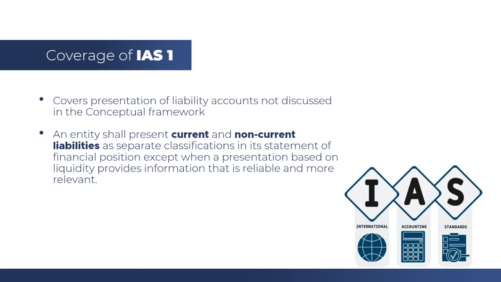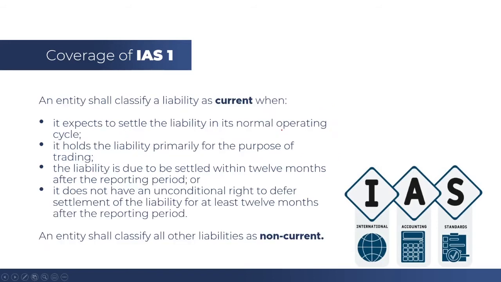The standard says that an entity shall present current and non-current liabilities as separate classifications in its statement of financial position, except when a presentation based on liquidity provides information that is reliable and more relevant. When that exception applies, an entity shall present all assets and liabilities in order of liquidity. So same as in the assets, we have current and non-current classification of liabilities as required by the standards, and we're going to discuss them in detail. So how do we know what is current and non-current?